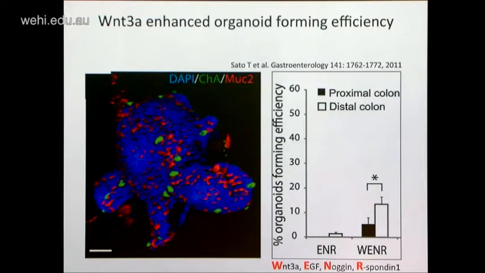In 2011, the same group published another culture where they put Wnt3A into the culture medium, and they found that the organoid forming efficiency was much enhanced compared to the culture without Wnt. And here's an example of the organoids in the culture, where the green cells are chromogranin A expressing enteroendocrine cells, and the red cells are the MUC2 expressing goblet cells.